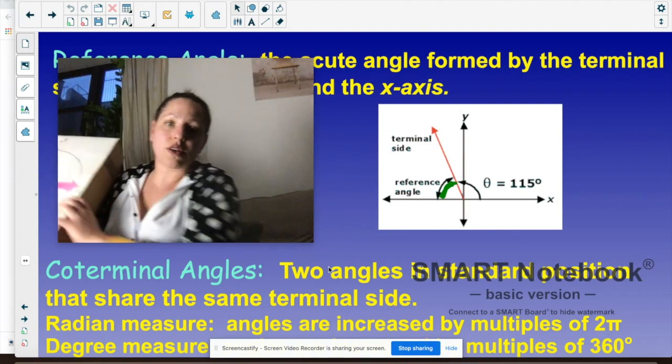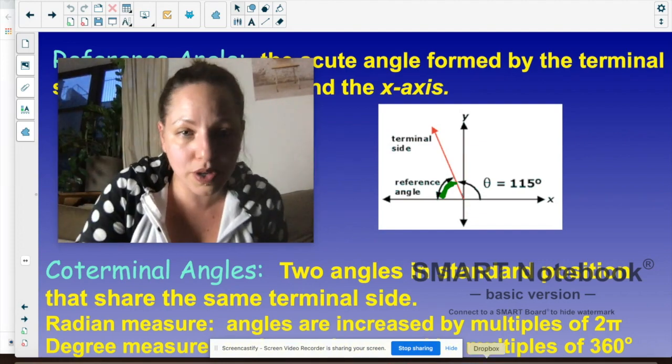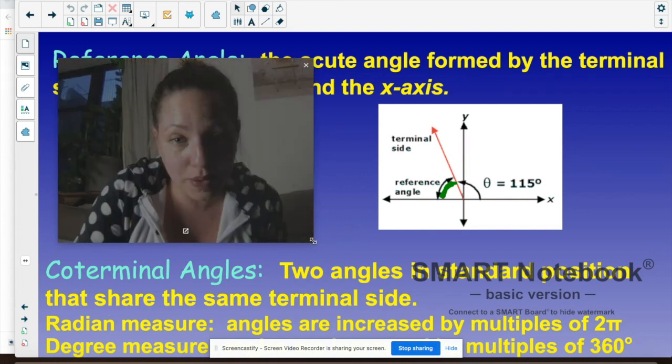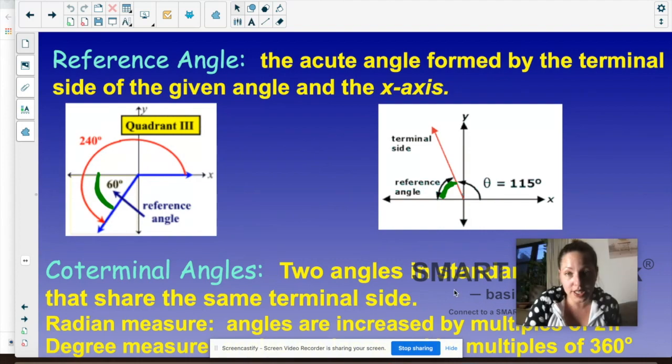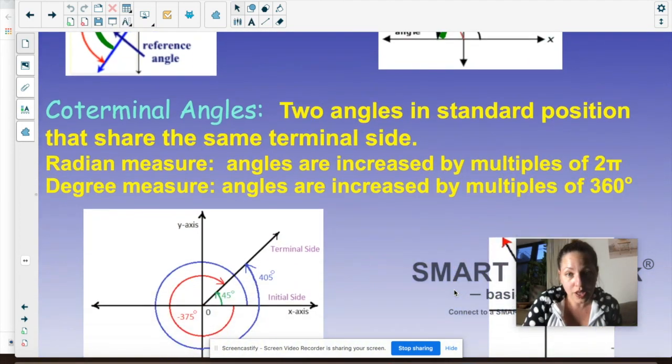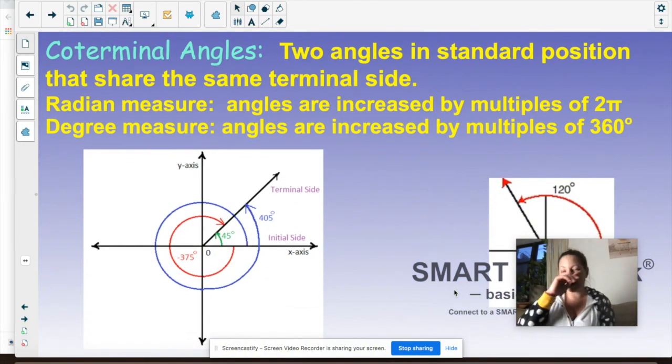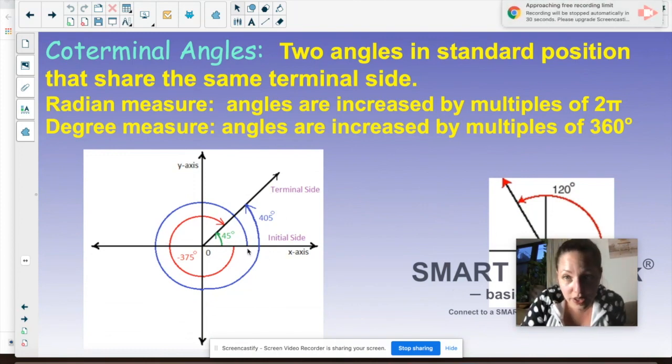Coterminal angles. So coterminal angles are two angles that end up in the same place. So you can pause it, get your reference angle definition. Coterminal angles are two angles that end in the same position. So let's see here. Let's say I started on the initial, and I went up here 45 degrees. So I ended right here. That's my terminal side.